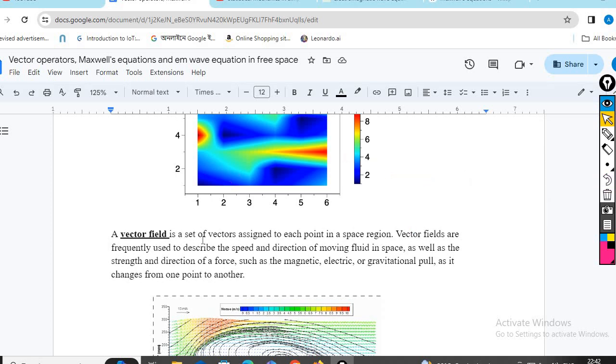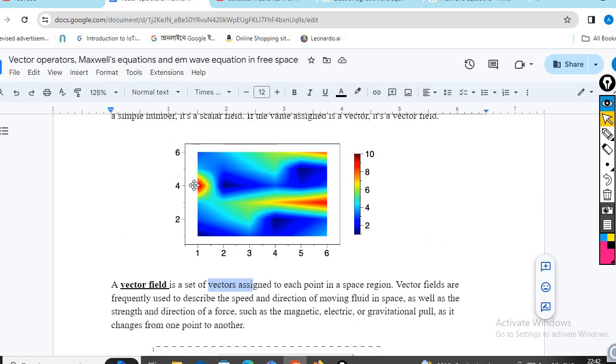So let's see what the basic idea of a vector field is. A vector field is a set of vectors assigned to each point in space. So one can think about a region where you have a certain field. Now this field is a vector. If you think about any point over there, there will be a vector value. Some vector comes somewhere here, and some other points in this region have other vectors. These are the assigned vectors in a certain space region. So we are considering a defined space region, something like this.